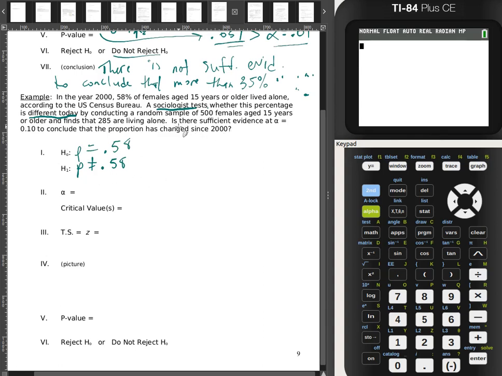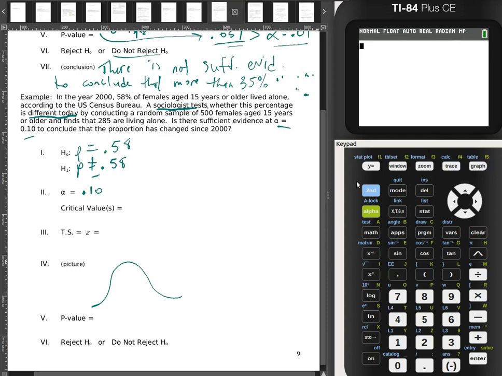The question here is whether there is sufficient evidence at a significance level of 0.1 to conclude that the proportion has changed. So this alpha level is 0.10, and we need the critical value. We should be careful not to make a mistake here, because when it says not equal, that means we are using a two-tailed test. So that will change the critical value for us.